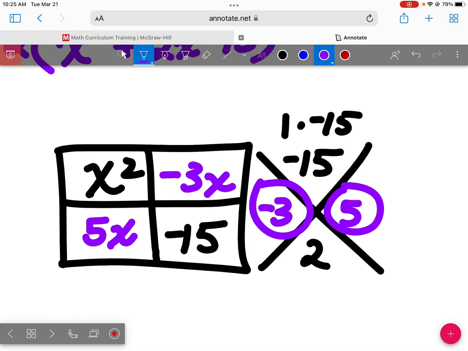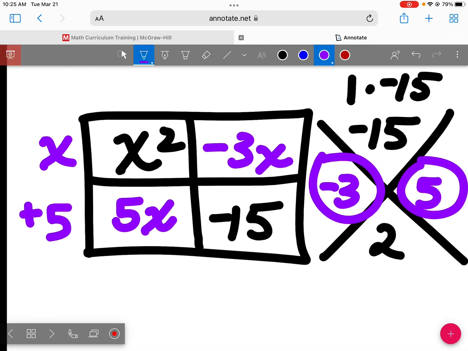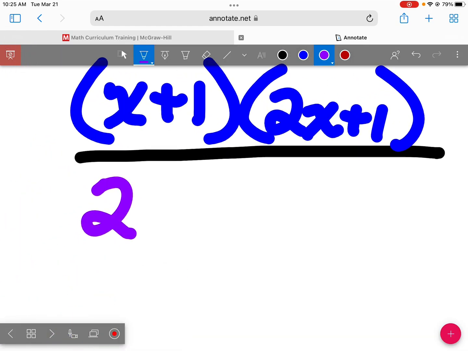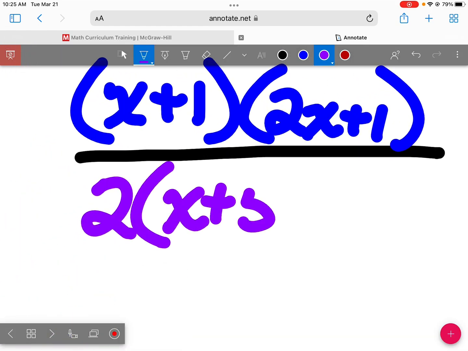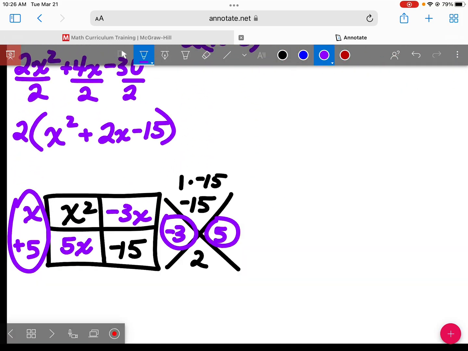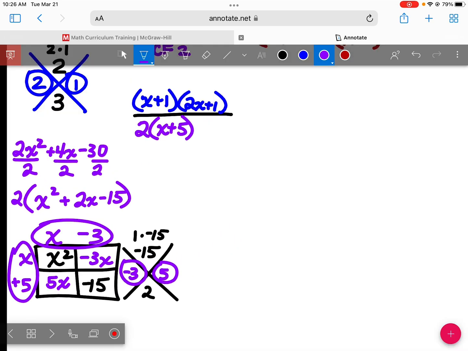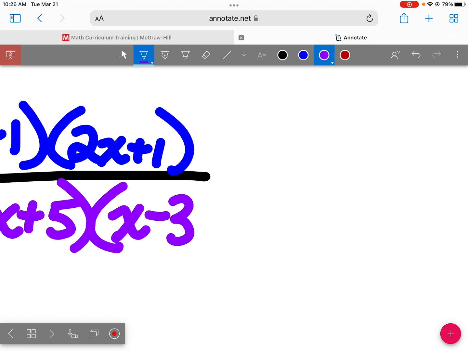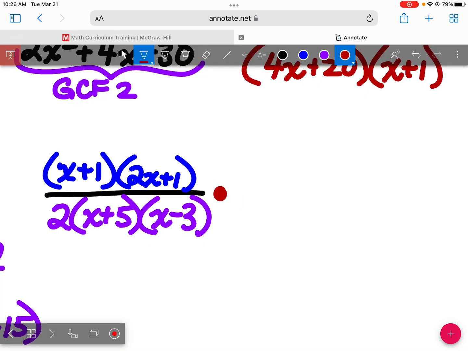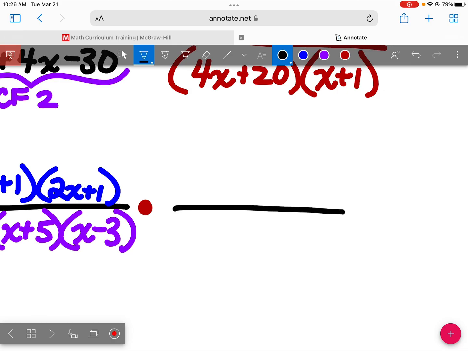GCFs out of my rows and columns. X squared and negative 3x, what do they have in common? X. 5x and negative 15. Positive 5. So x plus 5 is a factor there. That's going to go next to the 2 that's at the bottom. X squared and 5x. X. Negative 3x and negative 15. Negative 3. So x minus 3. Times, and now I come over here.